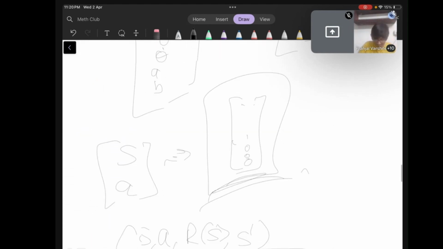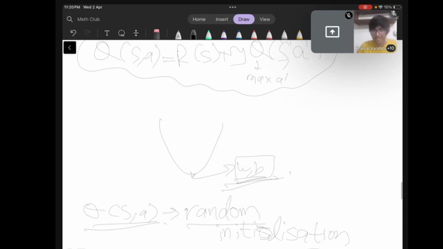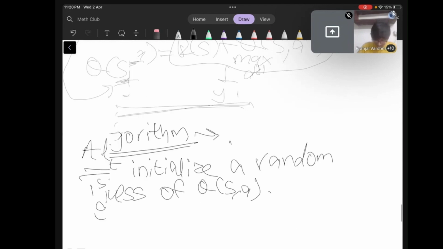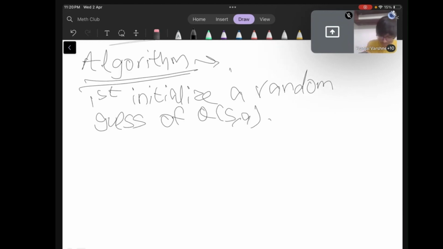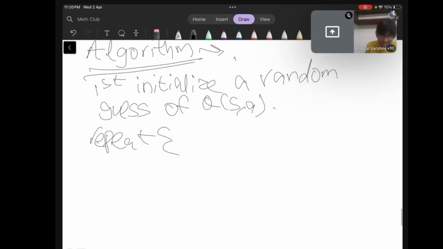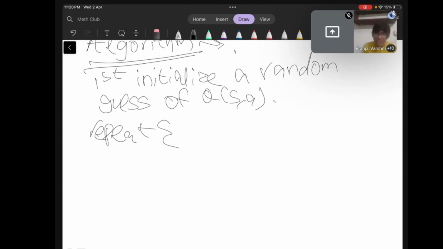Okay, so basically our algorithm will first initialize a random guess of Q(s, a), and then you'll repeat this some number of times. Some means it depends on your parameters, your gamma. There are many algorithms in this: epsilon greedy policy, mini batching, soft output. All these algorithms are there, and when you combine all of them, your model will become very complicated.